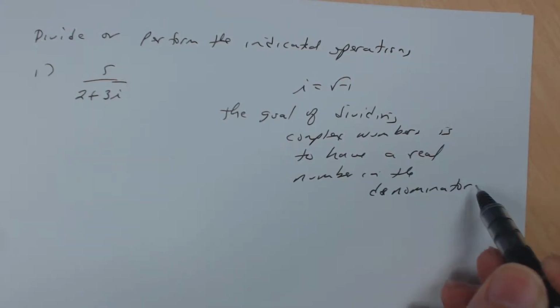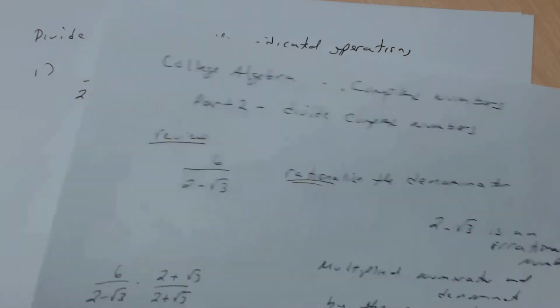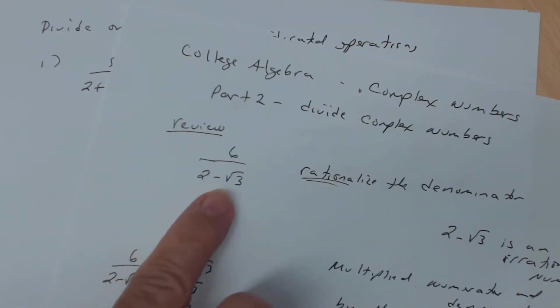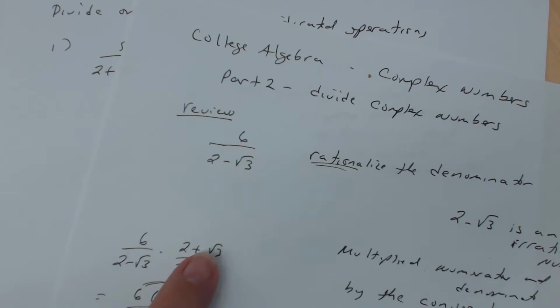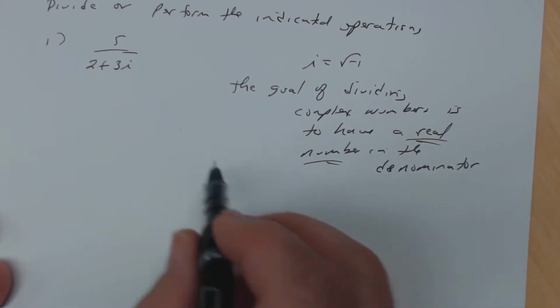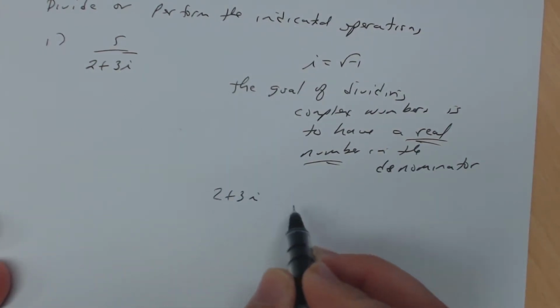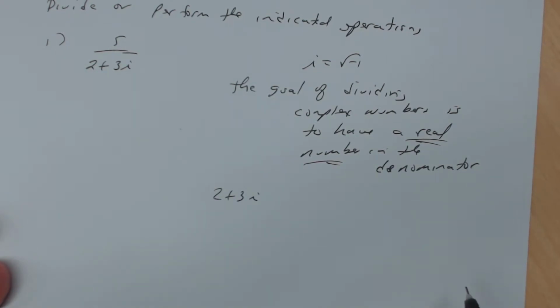So that's the goal of dividing complex numbers. Just like before, when I wanted to make this denominator rational, I multiplied the numerator and the denominator by the conjugate. Now remember, the denominator here is a complex number. So 2 plus 3i is a complex number.